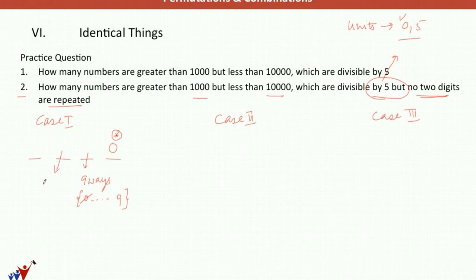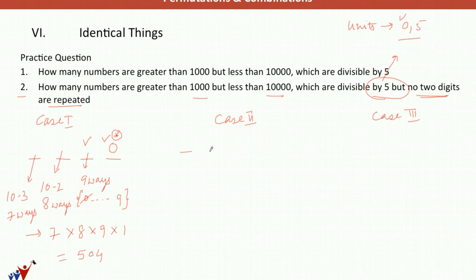Similarly, for this hundreds place, I will have 10 minus 2, since a number occurs here and 0 has already occurred here. I can fill this up in 8 ways, and this thousands place can be filled up in 10 minus 3 or 7 ways. So what are the total number of numbers that can be formed? 7 into 8 into 9 into 1, which gives me 504 numbers.